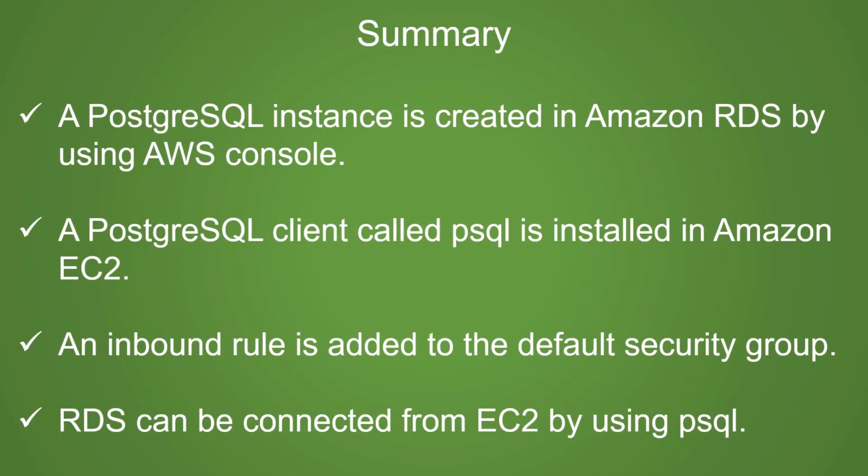In summary, a PostgreSQL instance is created in Amazon RDS by using AWS console. A PostgreSQL client called psql is installed in Amazon EC2. An inbound rule is added to the default security group. RDS can be connected from EC2 by using psql.